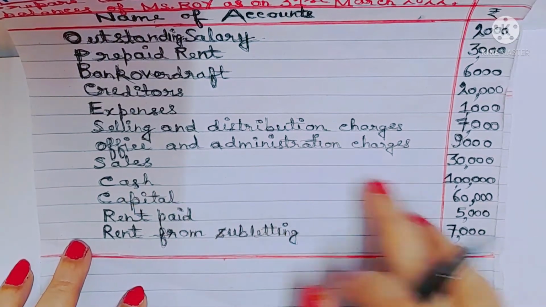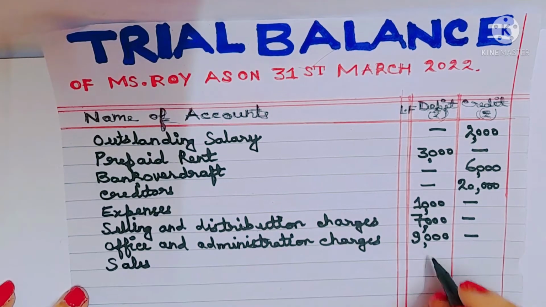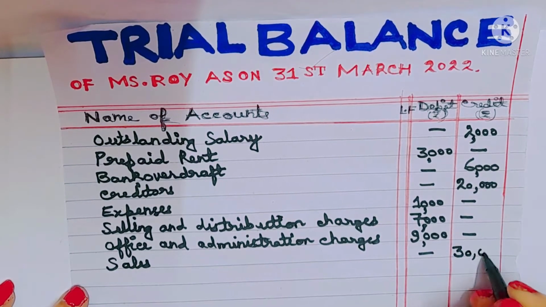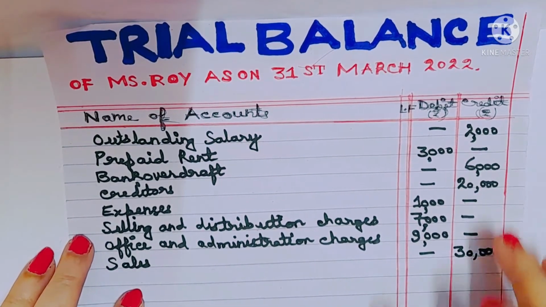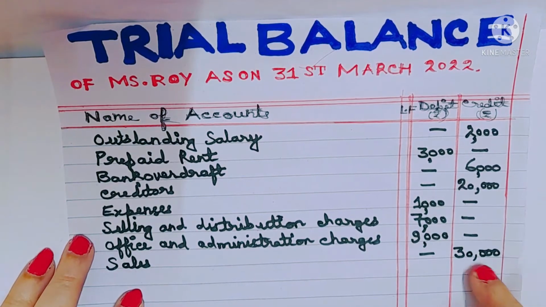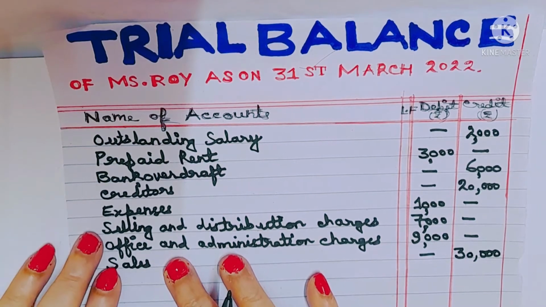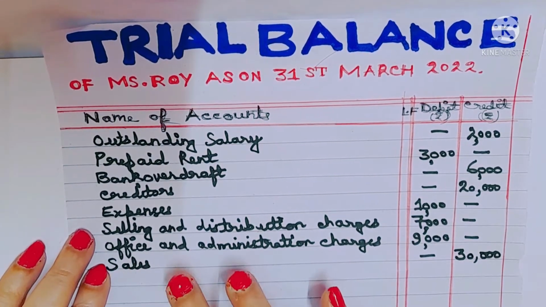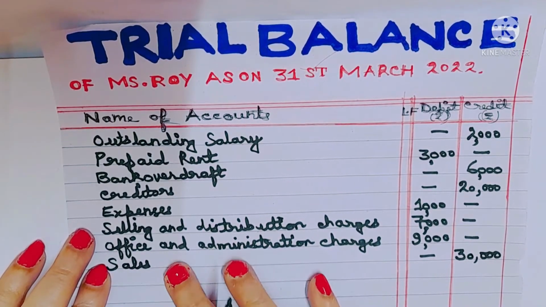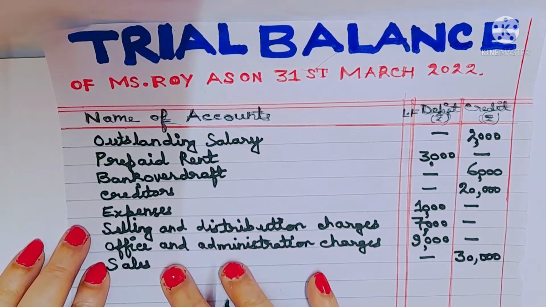Sales 30,000. Let's write sales. Sales is a credit balance, and that is the reason we have written the amount in the credit column. But why sales is a credit balance? Because sales falls under real account as well as nominal account. According to real account, what goes out is credit. Here, when goods are sold, goods go out from the business, so sales account will be credited.